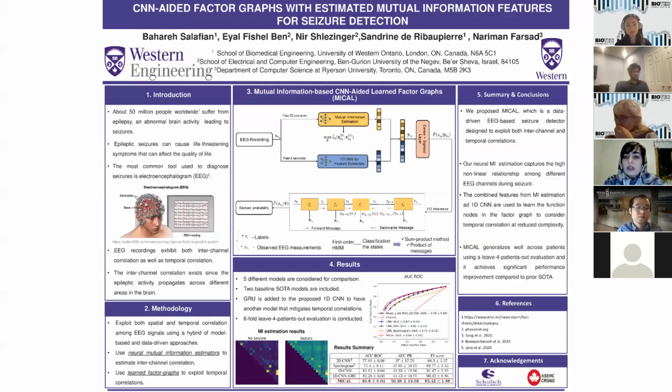So our proposed model is a hybrid model based on data-driven and model-based EEG seizure detection to exploit interchannel and temporal correlation. Our mutual information estimator can capture high nonlinear correlation between EEG signals during seizure, and our combined features from both the MI estimator and 1D CNN with factor graph can exploit temporal correlation at reduced complexity.